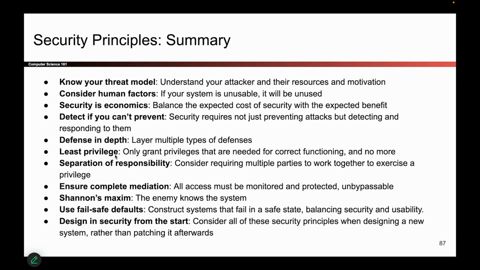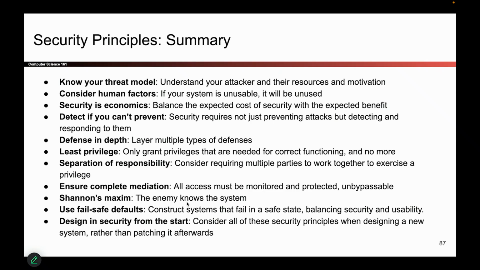We talked about least privilege. Make sure that you only grant the permissions that are needed. Do not grant unnecessary permissions in case the program is malicious. We talked about separation of responsibility, the two keys. Make sure that multiple people collude to exercise something that is sensitive. Complete mediation. Don't let the cars drive around the gate. Don't let people withdraw too much money. Make sure that all the access is monitored and cannot be bypassed in space or in time.